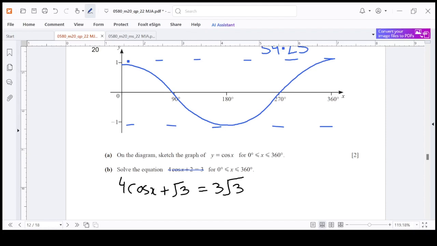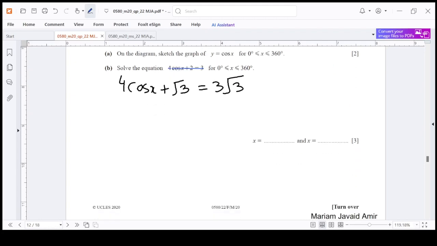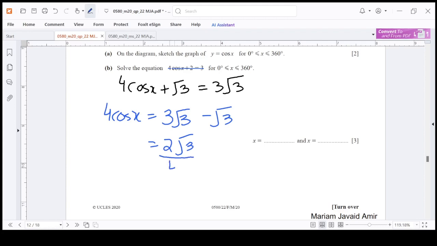Okay. Please remember the shapes of the sine x graph, cos x graph, and tan x graph. Now we have to solve this equation. Remember, no calculators. So I'm going to make 4 cos x the subject. The first thing that goes to the right hand side is the square root of 3. 3 square root of 3 minus square root of 3 is 2 square root of 3. That 4 gets divided, 2 and 4 get cancelled. So this becomes square root of 3 upon 2 equals cos x.